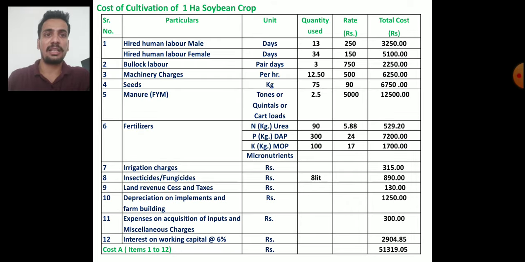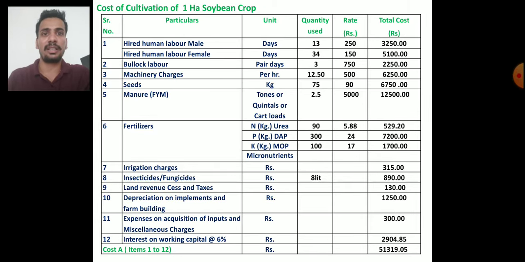Okay. So here I required 12 and a half hours for the whole cultivation of 1 hectare of soybean. So the machine charges are 6,250. Next is seed. We have to take the cost of seed according to per kg cost. For 1 hectare of soybean, the farmer requires 75 kg of seed. The seed bag of soybean is around 2,700 rupees per bag of 30 kg.